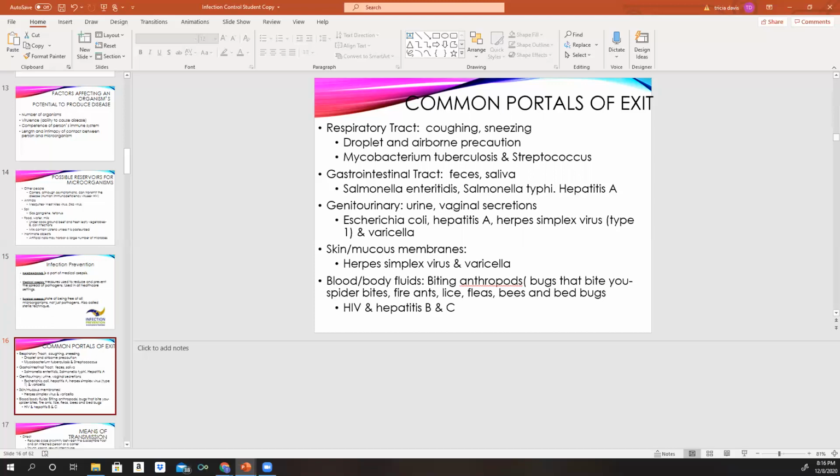And then you have blood and body fluids. Biting arthropods, which are bugs that bite you, like spiders, fire ants, lice, fleas, bees, and bed bugs, can spread HIV and hepatitis B and C.